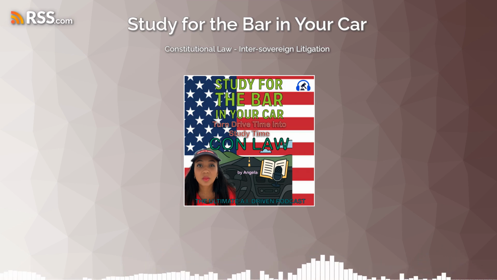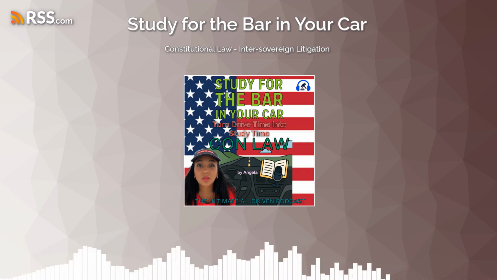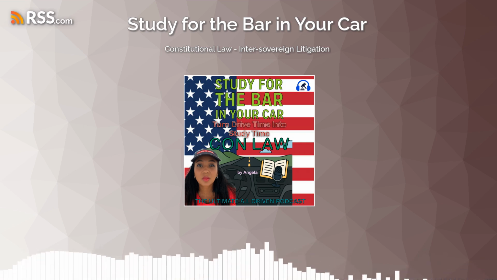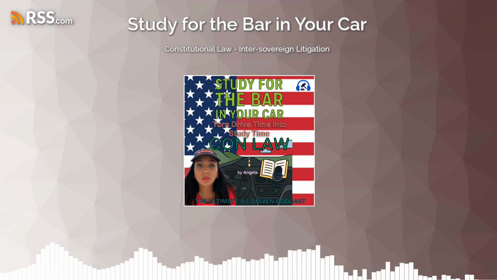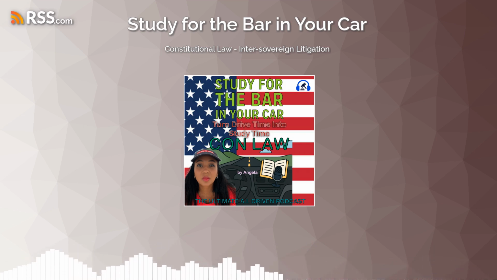The judicial power, Article 3. Article 3 establishes the Supreme Court and allows Congress to create lower federal courts. It defines the scope of federal judicial power, what kinds of cases federal courts can hear. And the big limit is the case or controversy requirement. Right. Absolutely fundamental. Federal courts don't issue advisory opinions. They only decide actual disputes between adverse parties with real stakes.